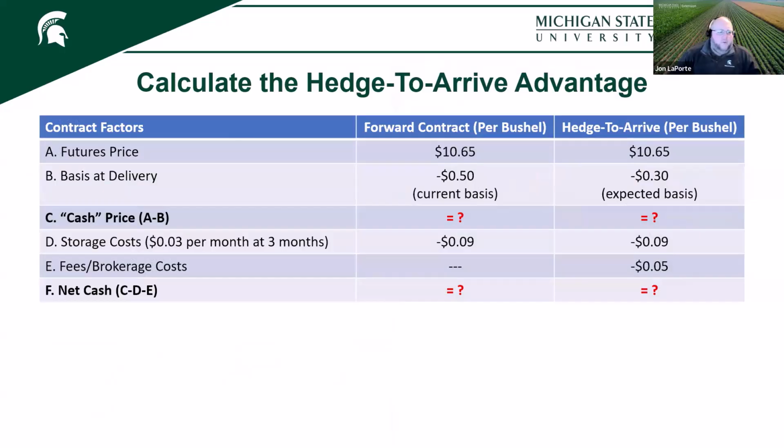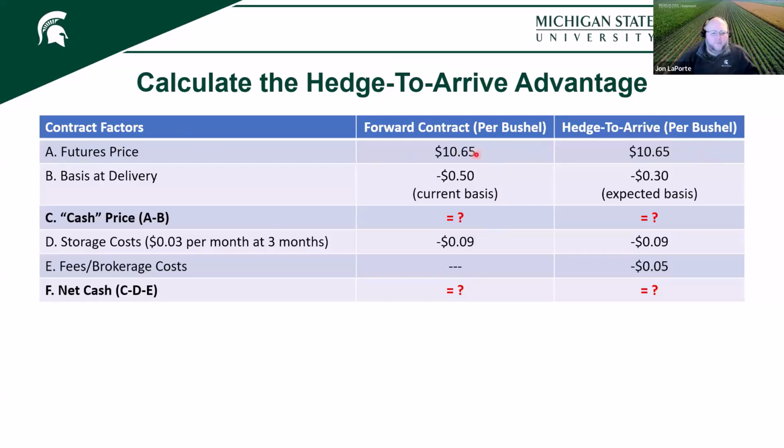So the first thing we look at here is we've got a futures, or excuse me, a forward contract that we're looking at a per bushel price. Everything here is per bushel. And then we have our hedge to arrive. This is typically a good example where we're looking at, do we just want to set a cash price, lock in what we think is profit, or do we want to offset some risk by setting that futures price, but we think that basis is going to get better. It's a little weaker than normal. We want to see if we can capture some advantage.